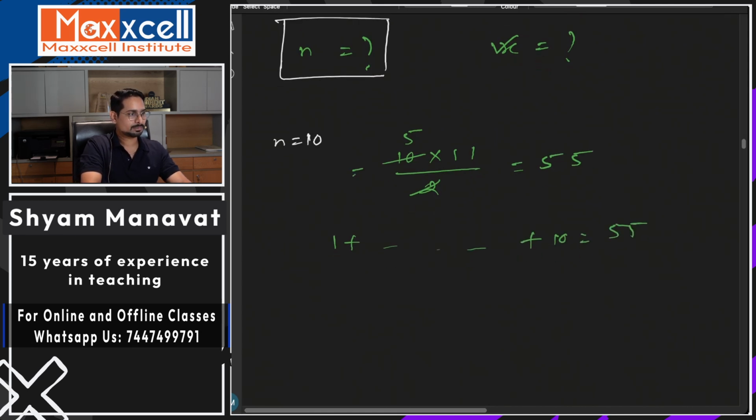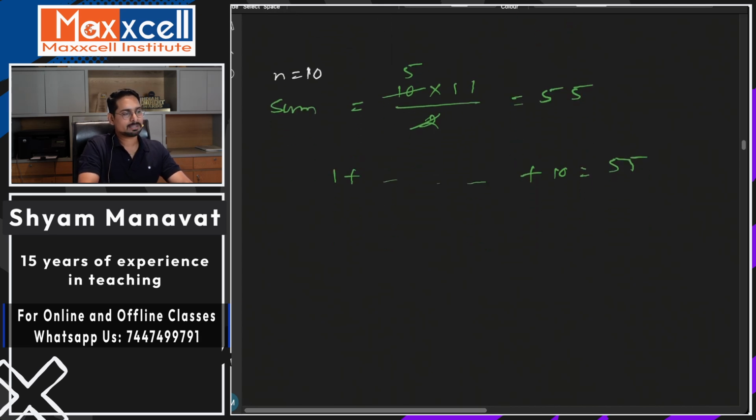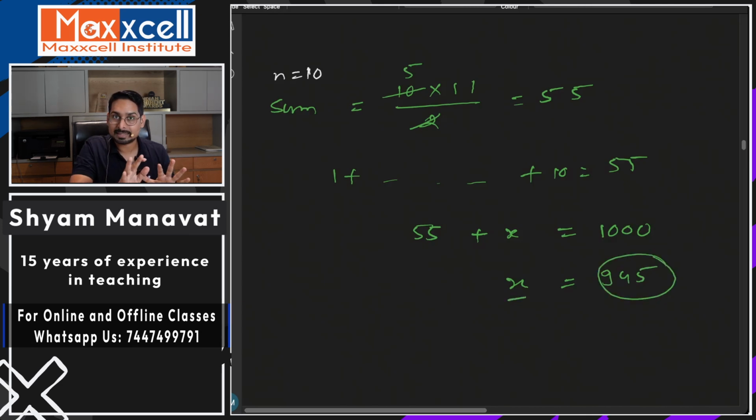This is what the sum will represent. Now tell me one thing. You added 1 to 10 and the sum is 55. Just think logically. If the sum is 55, and the number which is repeated is x, with the total equal to 1000, this number x is going to be very large, right? If you subtract 1000 minus 55, that is 945. That means the number which is repeated is going to be 945. Is it possible? It is not possible.